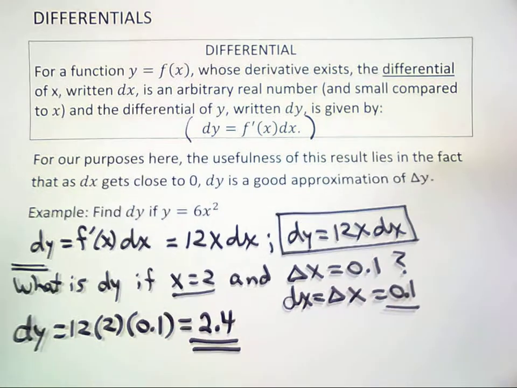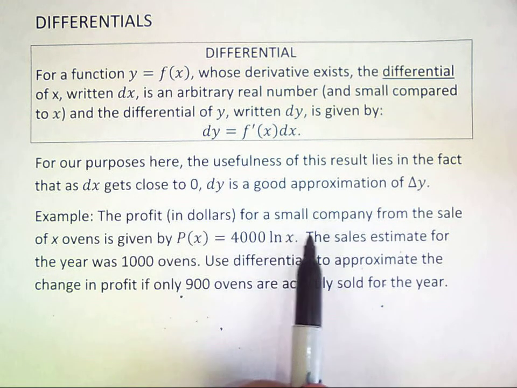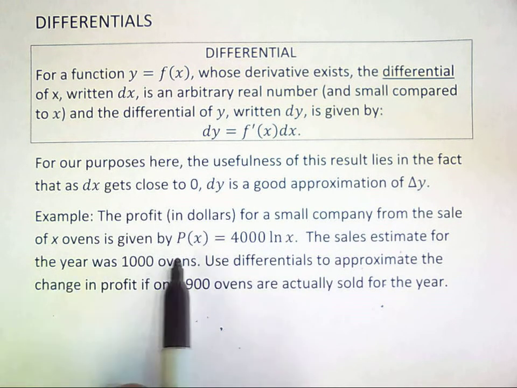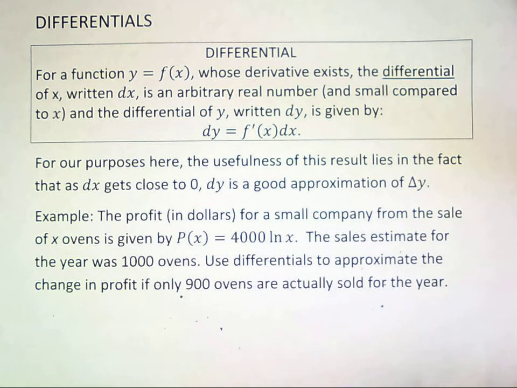We also use differentials quite often in application problems. So here's another example that I want to end with. It says the profit in dollars for a small company from the sale of x ovens is given by P of x equals 4,000 times the natural log of x. The sales estimate for the year was 1,000 ovens. And our instructions are to use differentials to approximate the change in profit if only 900 ovens are actually sold. So the estimate for the year was 1,000, but actually only 900 were sold.